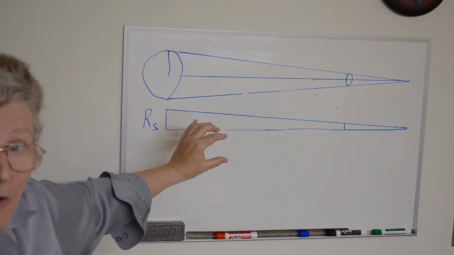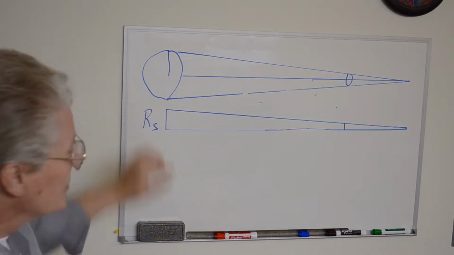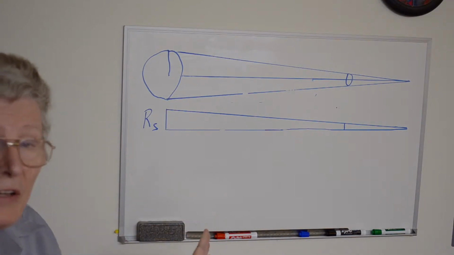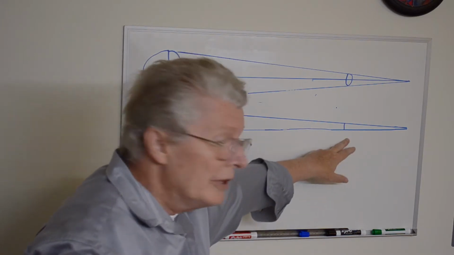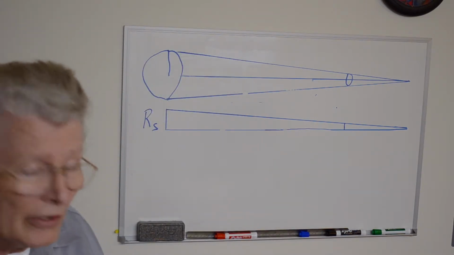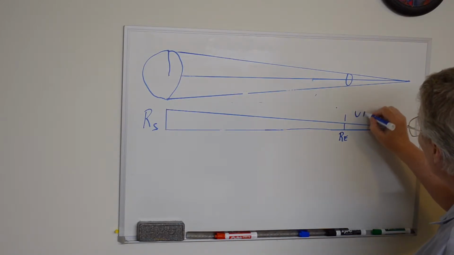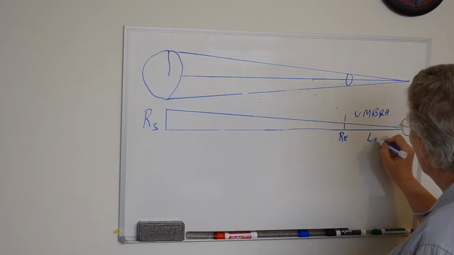We've been using those a lot because they're very helpful. But the top of the sun to the center of the sun will be the radius of the sun, and we're going to use that for this side here. And over here we're going to have the radius of the Earth. And this, of course, is going to be the umbra length, which we'll call LU.